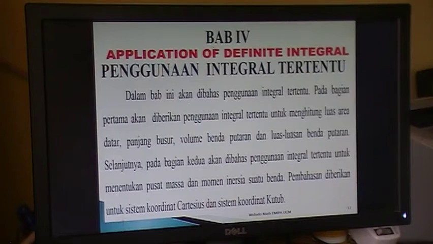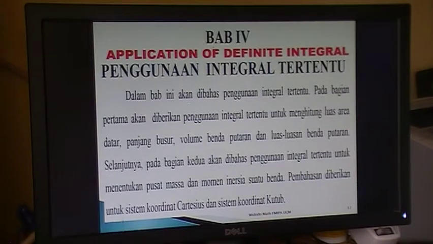So in chapter 4 in our lecture notes, we call the topic application of definite integral. In bahasa Indonesia it is called penggunaan integral tertentu. In this chapter there are many applications of the definite integral. As I told you in the outline of the topic, in the pandemic of COVID-19, we only have 6 sessions.